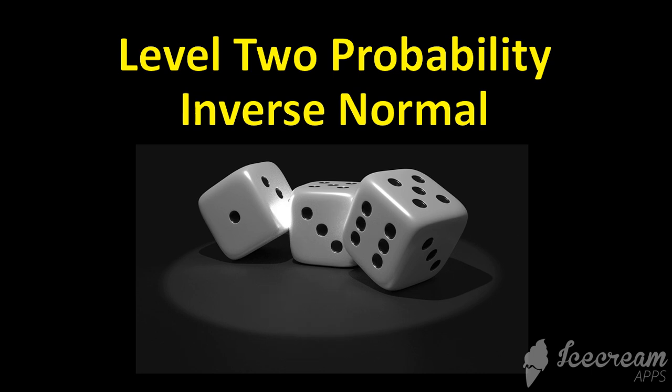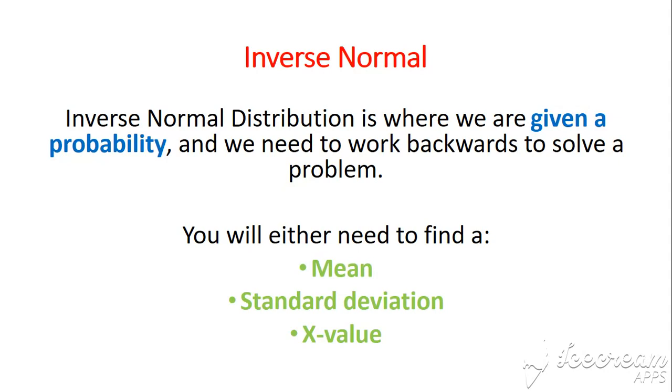In this video we're talking inverse normal. Inverse normal is where we're given a probability and we're going to work backwards to solve a problem. The problem was either going to be the mean, the standard deviation or an x value. And in this video we're going to cover 2 out of the 3 and you'll have to solve the third one in the same type of way.